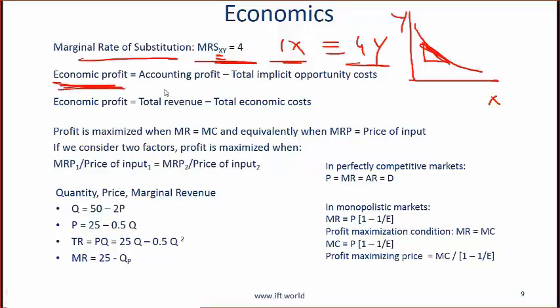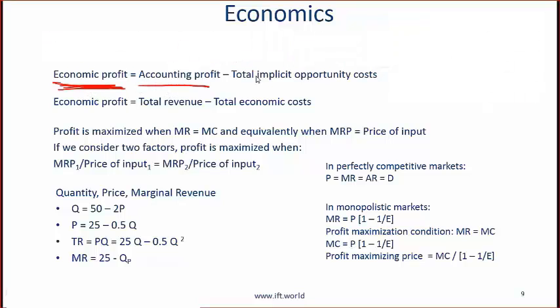Economic profit is equal to accounting profit minus total implicit opportunity costs. The reason is that accounting profit only takes into account explicit costs, but when you talk about economic profit, then you also want to subtract any opportunity costs that are implicit. So make sure that you know this. Another way of putting this is economic profit is total revenue minus total economic cost. Total economic cost includes both your explicit and your implicit costs.